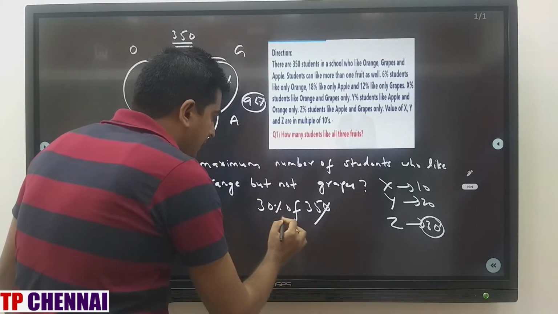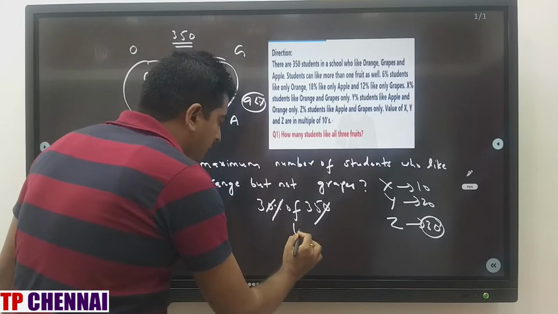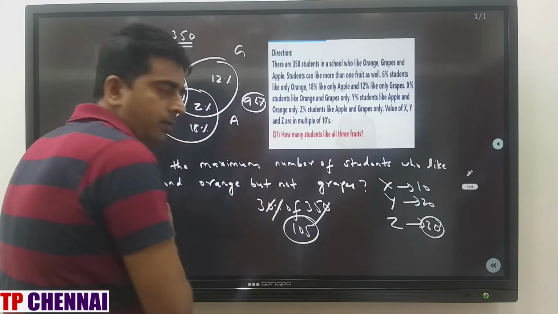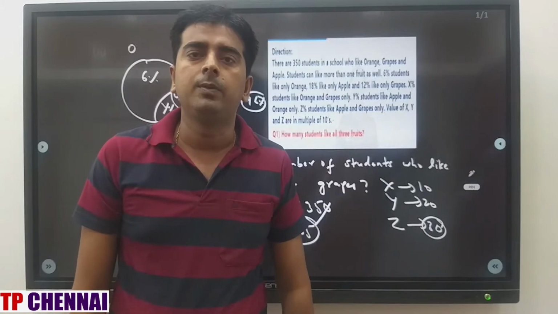Right? So this and this will go 35 into 3, 105. The answer is 105. So now we'll see the second DI.